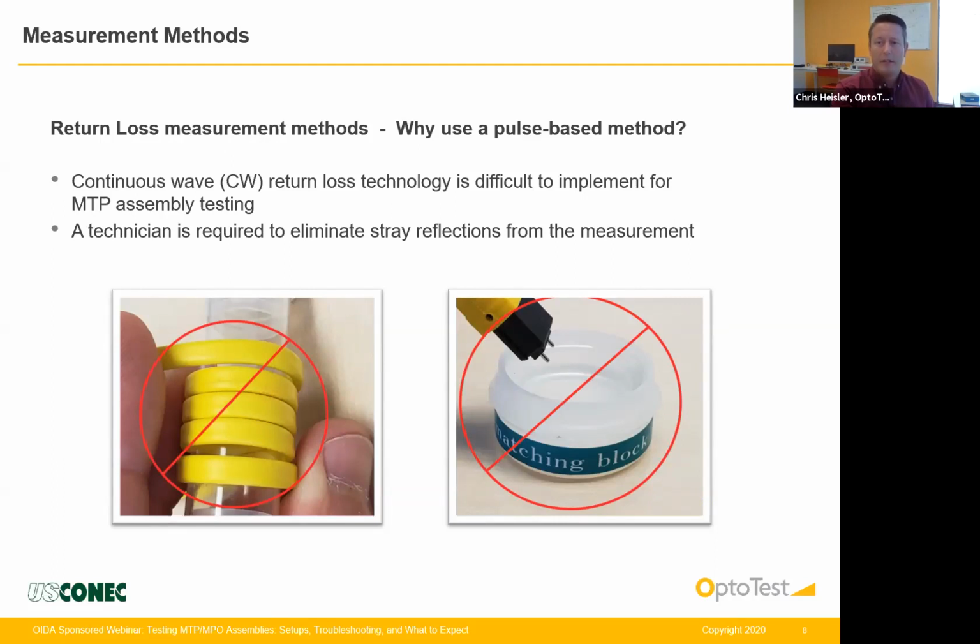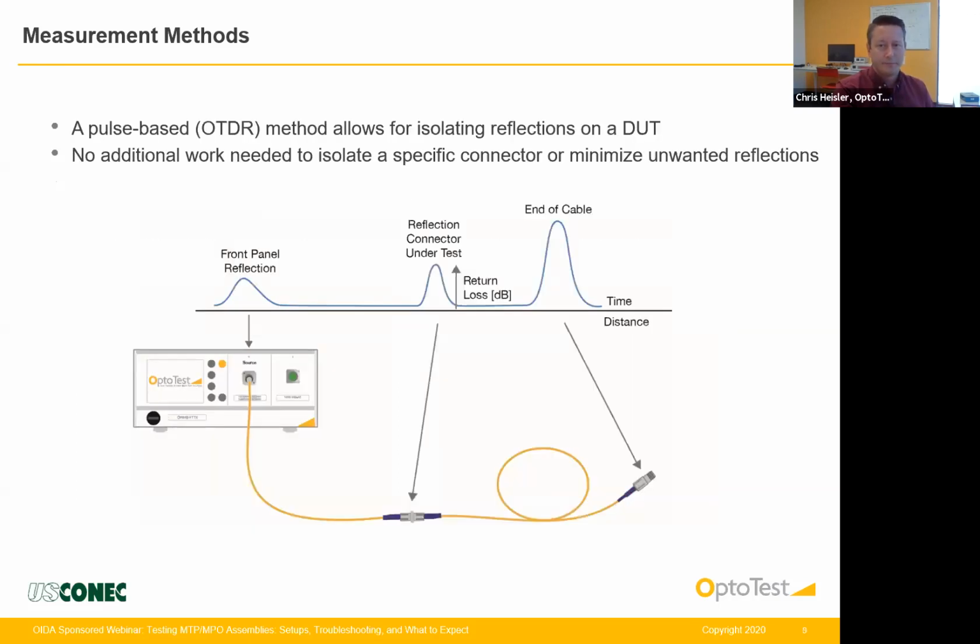The CW method is inexpensive, however, it is difficult to implement for MPO assemblies. The CW method requires a user to take an additional step of reducing stray reflections. This typically means that the insertion loss and return loss need to be measured separately. Methods to reduce stray reflections are cumbersome and can lead to erratic measurements. Manual wrapping a ribbon cord or mating an MPO connector to a matching block are not good practices.